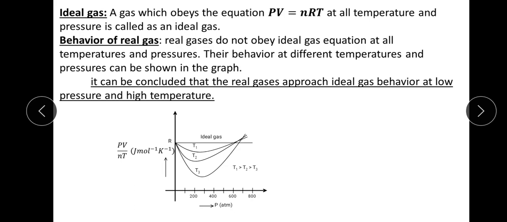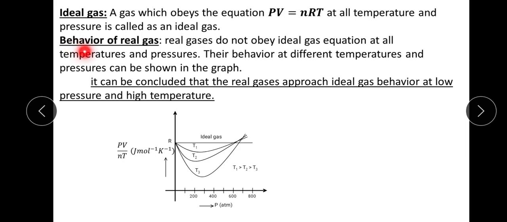But the gases which occur in nature are called real gases. An ideal gas obeys this equation at all temperatures and pressures, but real gases like oxygen, carbon dioxide, carbon monoxide, all these gases behave differently at different values of pressure and temperature.